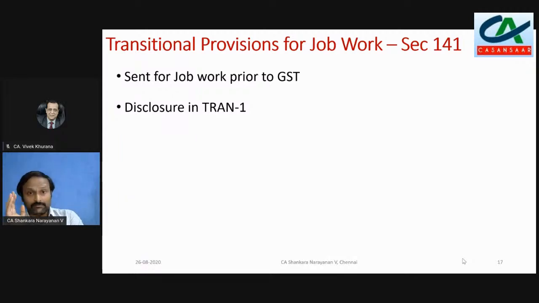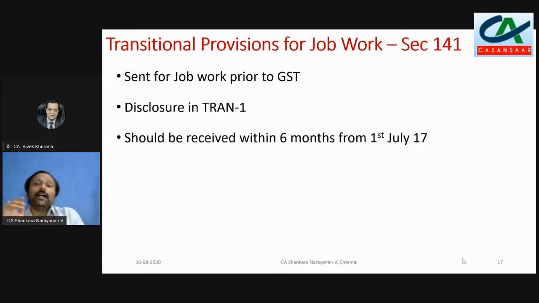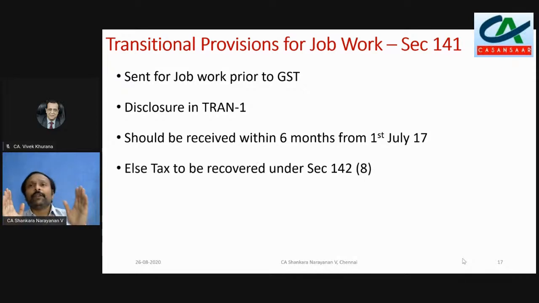This is something which should have happened long back had it been followed. And all such goods which are lying with the job worker on 1st of July 2017, as disclosed in TRAN-1, should have come back to me within 6 months from the commencement of this Act, which is 1st of July 2017, which means by 31st of December 2017, I should have received back all these goods. And if it is not received within 6 months from the date of implementation of GST, I am liable to pay the tax on those goods which are lying with my job worker under section 142, subsection 8. So this was the provision pertaining to transitional credit itself.